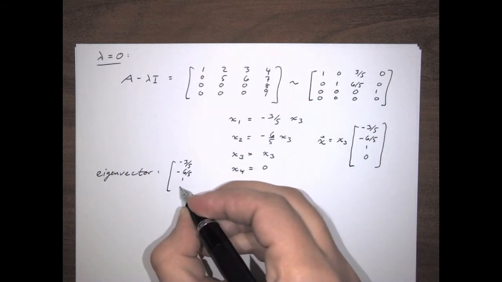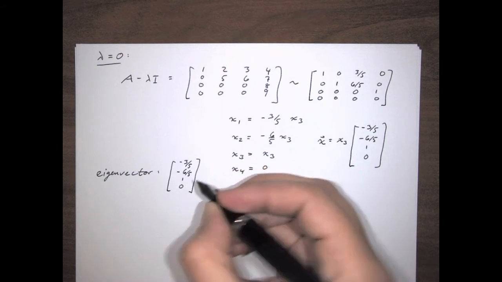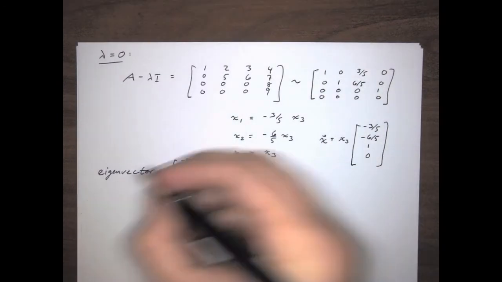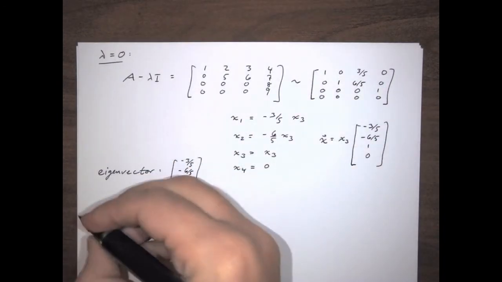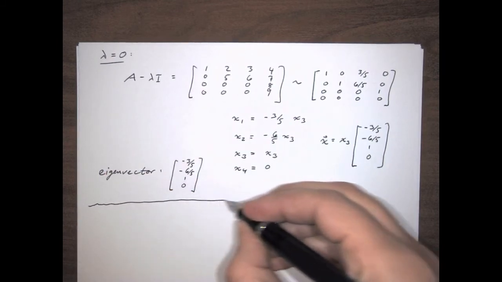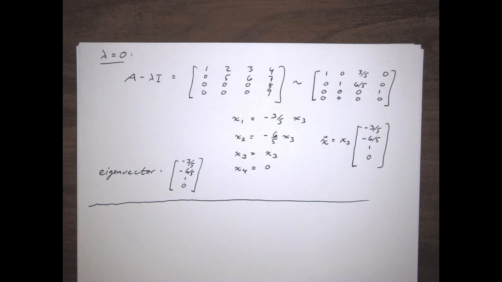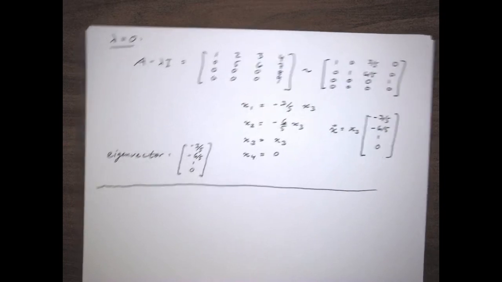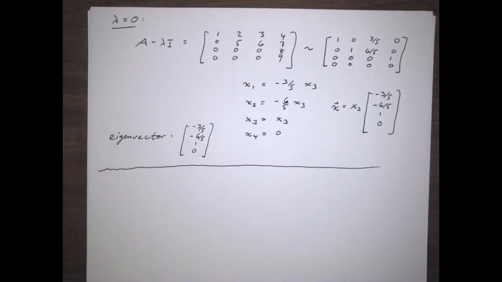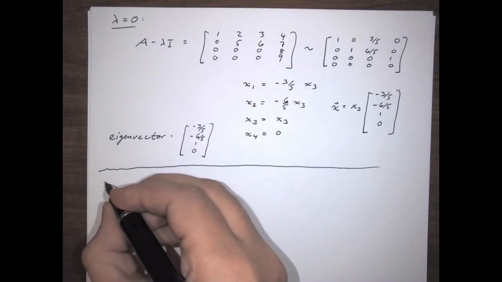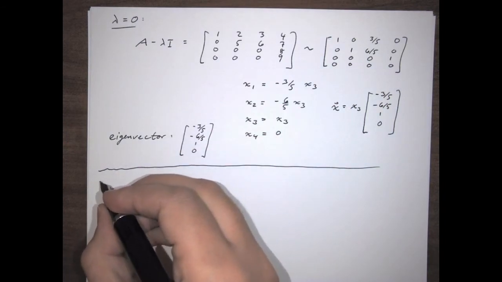So what we're reporting here is by no means the only eigenvector. It just happens to be the one where we've made x3 equal to 1. But any scalar multiple of this other than 0 will also be a legitimate answer to the same question. So eigenvectors themselves are not unique. Any scalar multiple of a legitimately found eigenvector will also be a legitimate eigenvector.